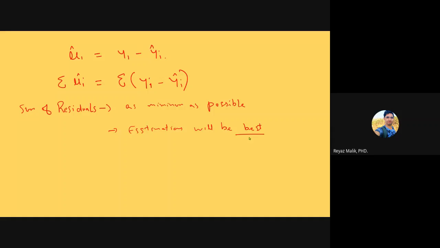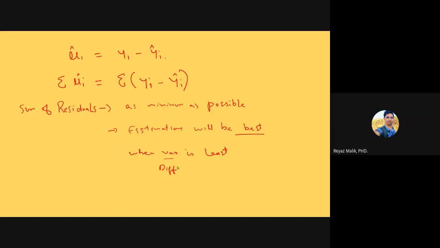Error free, best. It will be best when the variance is least. The term I'm using is actually difference. The difference between the population regression function and the sample regression function is least. At that time, our estimations are best.